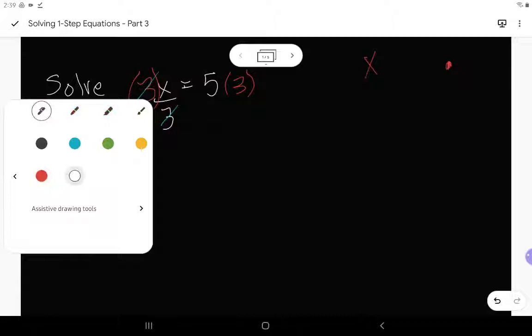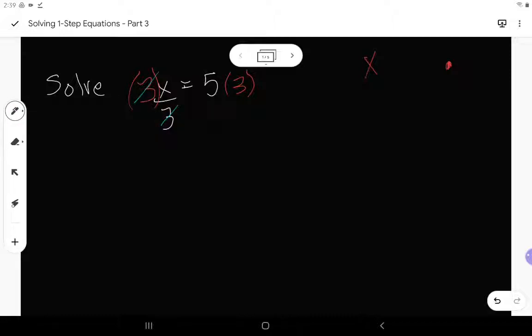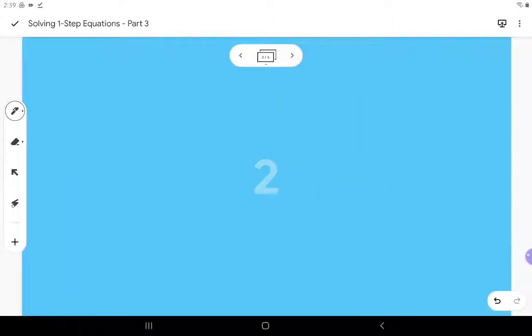So if I have 3 and I divide by 3, it's just 1, and so that would give me 1x. And like we talked about in the last video, I'm just going to write x down. I don't need to put the 1 in front. On the right-hand side, 5 times 3 gives me 15. Okay? And so now we're going to verify that answer.